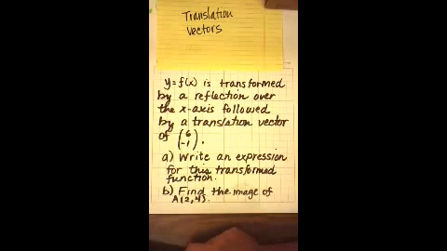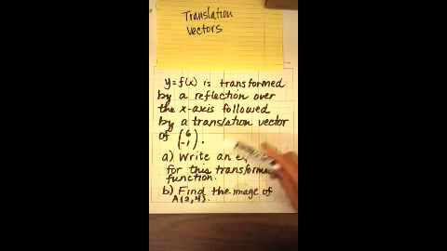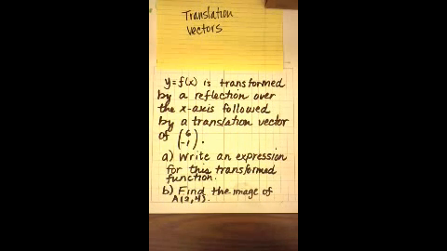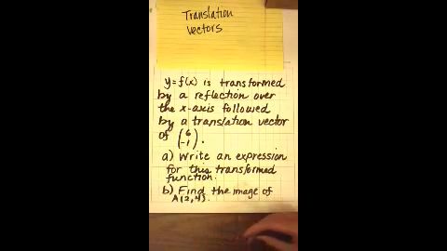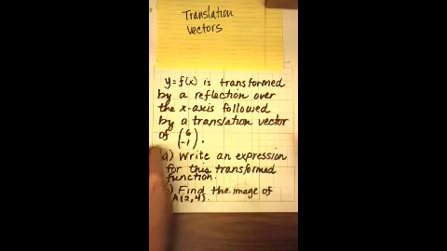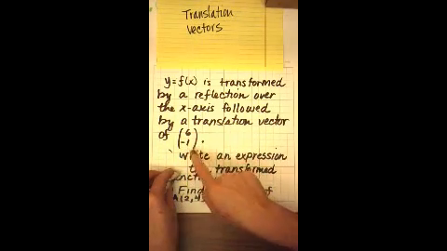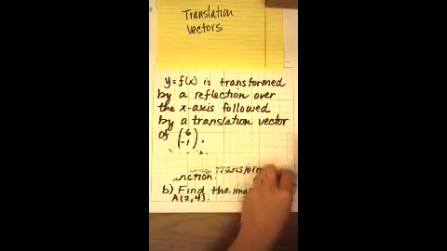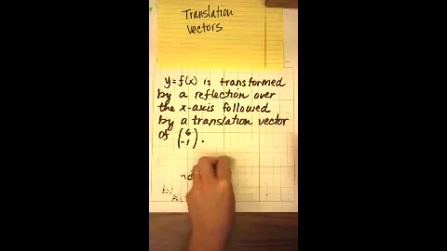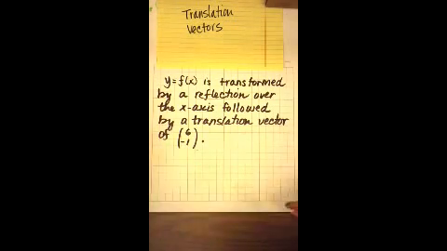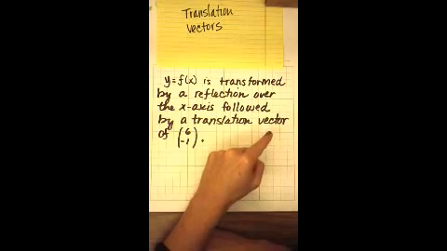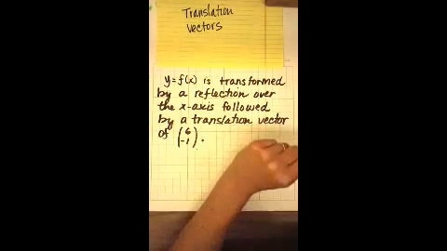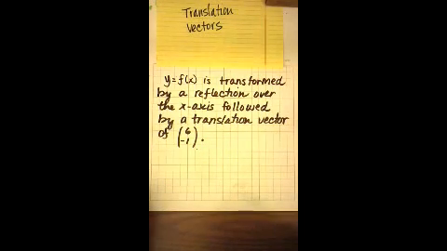Alright, so we are doing a couple different things to our function. We are reflecting it over the x-axis, and we're also translating it forward 6 and down 1. So we're going to take it over the x-axis and then shift it 6 units in the positive x direction and 1 unit in the negative y direction.